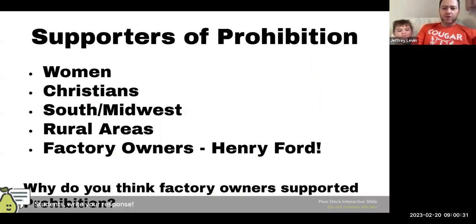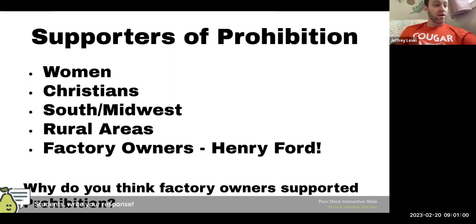A few groups that were sort of big time supporters of prohibition: women, Christians, the South and the Midwest, the areas that we would today think of as the more conservative parts of our country, rural areas, and factory owners. And I want us to think about why it might be that factory owners would be in favor of this. I think if you take a second and ponder the idea, it would be because, if men are drinking too much in a way that they are not able to be successful employees, that's not good for their business.